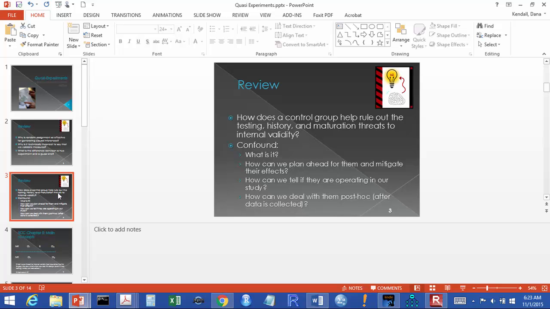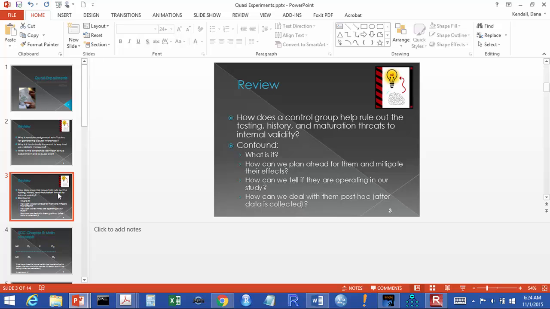How does a control group help rule out testing, history, etc.? Well, when we have a control group, that is the best estimate we have for a baseline. And so, if we assume that testing is happening equally or relatively so across both groups, then if we have a control group, we can tease out the testing effect from the intervention effect because we have that baseline to compare it to.